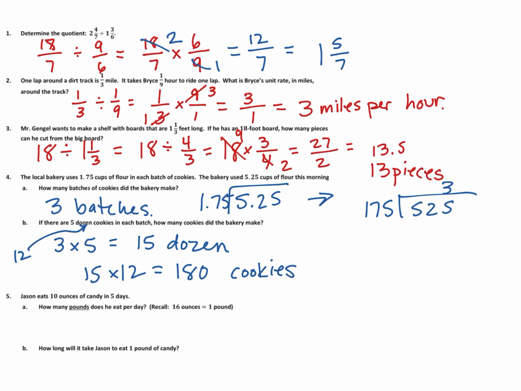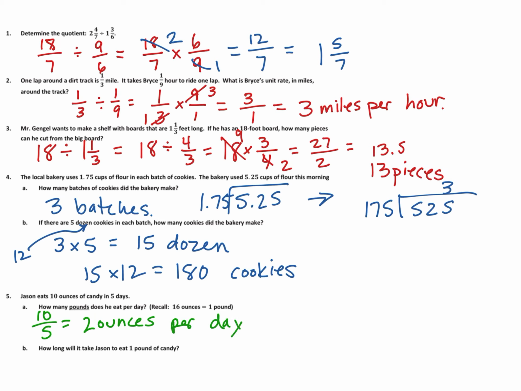5. Jason eats 10 ounces of candy in 5 days. How many pounds does he eat per day? So there's 16 ounces in 1 pound. But let's start by finding out how many ounces he eats per day. So 10 split into 5 days is 2 ounces per day.